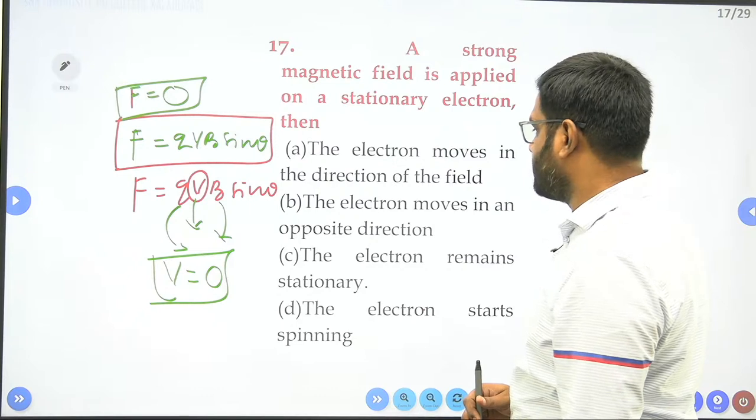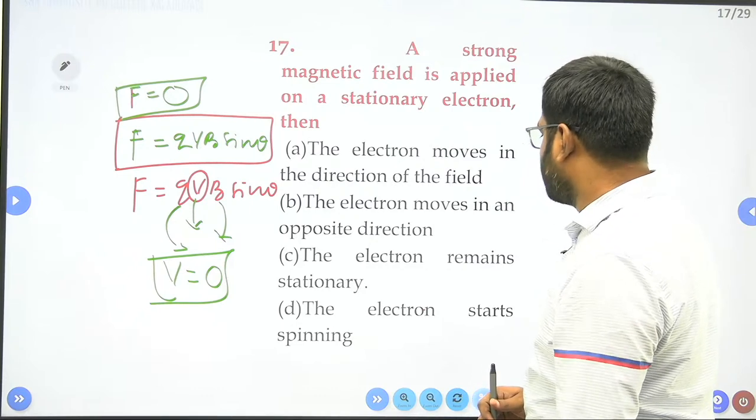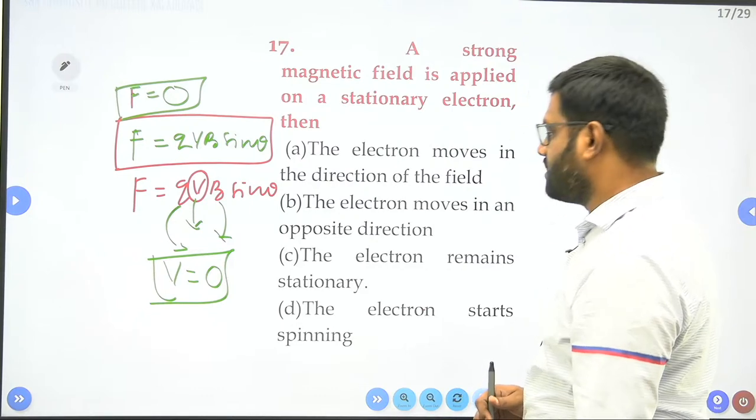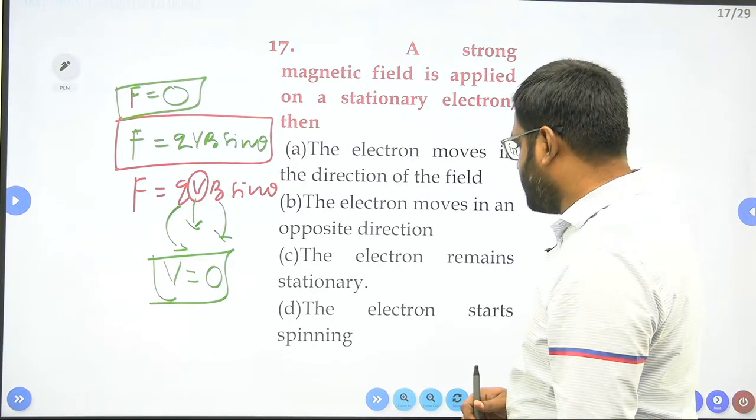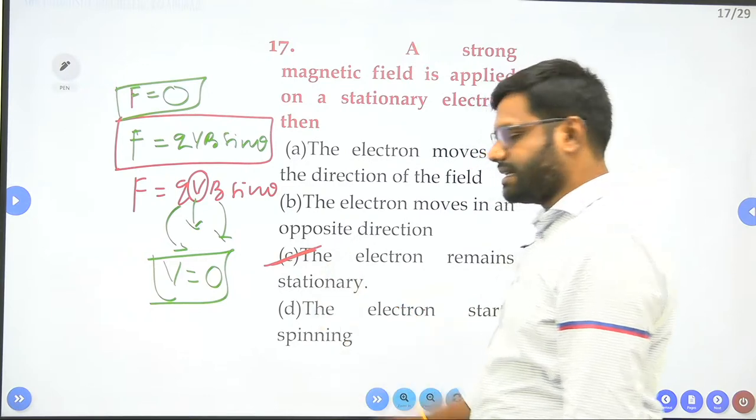Does the electron move in the direction of the field? No. Does it move in the opposite direction? No. The electron remains stationary. So the third option is the correct option.